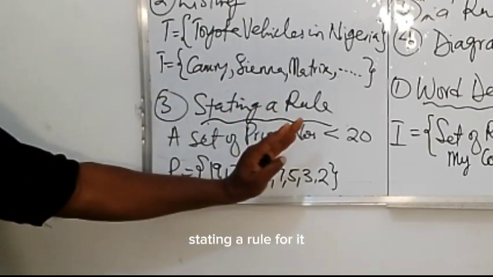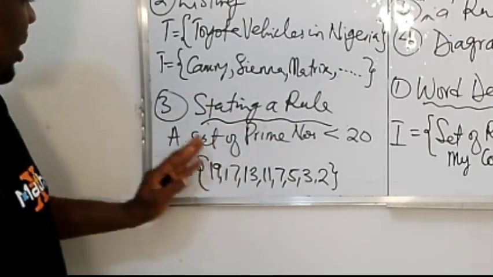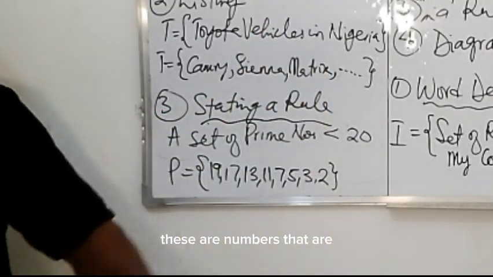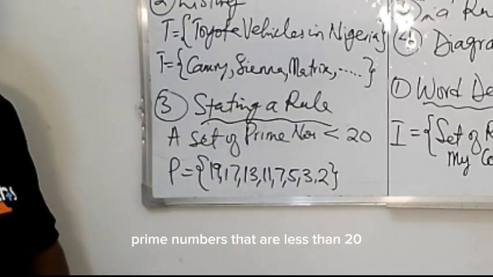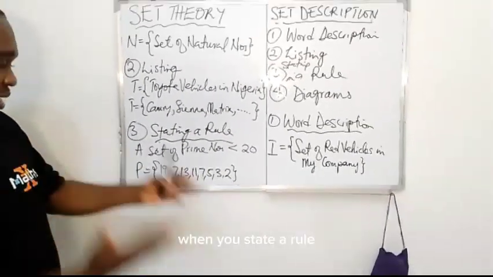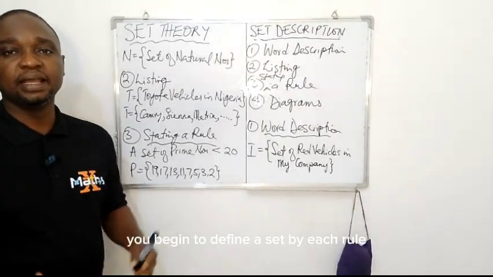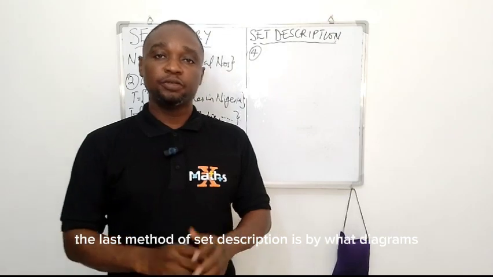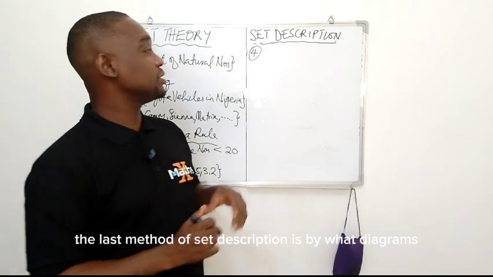So stating a rule for it, we're talking about a set of prime numbers less than 20. So these are numbers that are prime numbers that are less than 20. So when you state a rule, you begin to define a set by its rule. The last method of set description is by what? Diagrams.